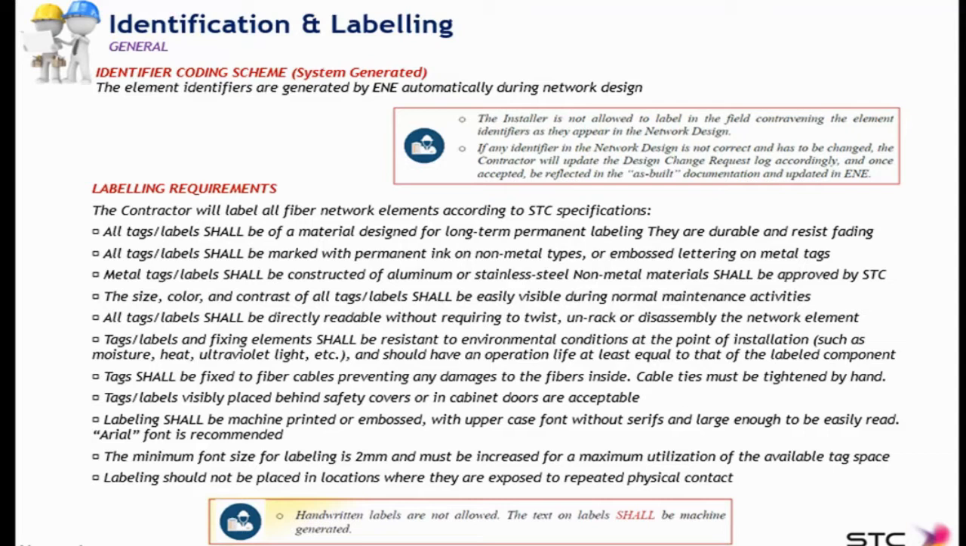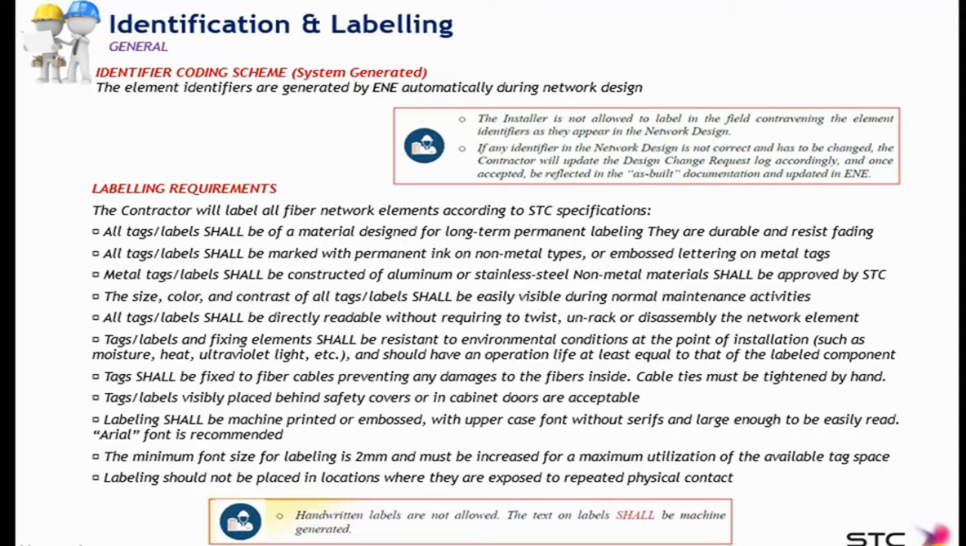On the labeling requirements, STC has specified some rules listed down here. All labels have to be durable and resist fading. They shall be marked with permanent ink for the non-metallic types or embossed on metallic tags. The metal tag labels have to be aluminum or stainless steel. The non-metallic ones have to be specifically approved by STC. Size, color and contrast should be visible during normal maintenance activities.